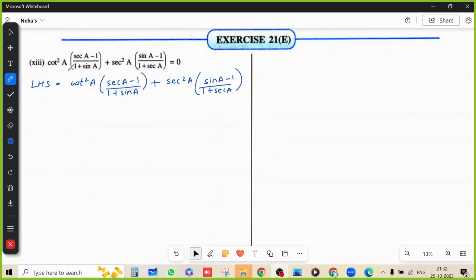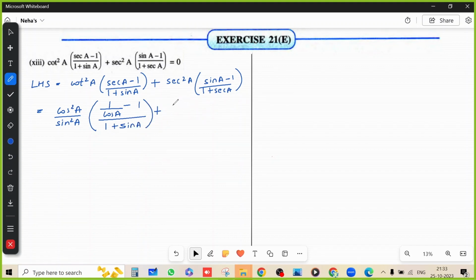The left hand side of the next question is given as this. So here we will change cot A and sec A in the form of sin and cos. So we can write cot A is equal to cos A divided by sin A. So this will become cos square A divided by sin square A. Sec A can be written as 1 divided by cos A, as sec A and cos A are reciprocal of each other. So it will become 1 divided by cos A minus 1 in the numerator, and the denominator will be written as it is.